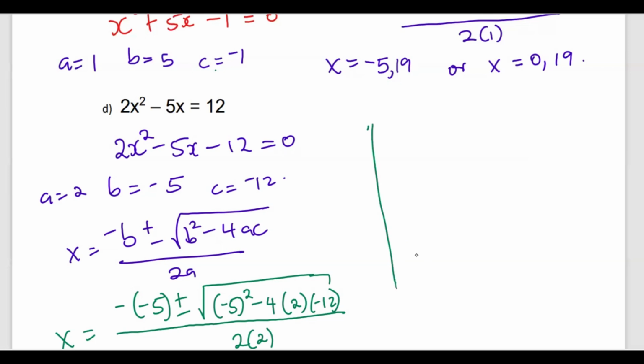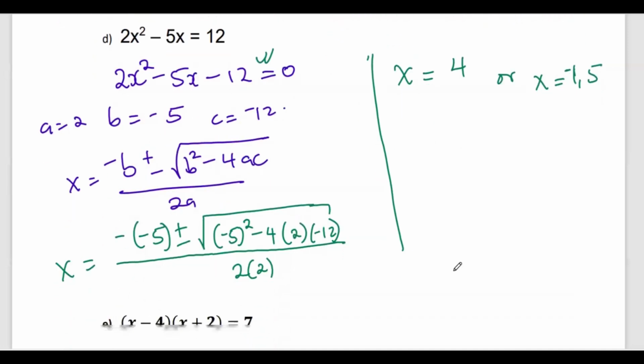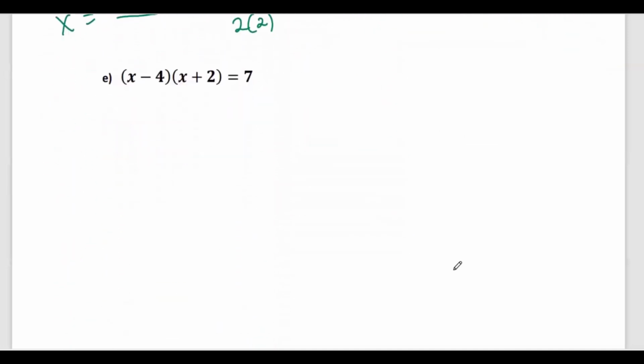Okay, so when I punch this into the calculator, what are we getting? I'm getting x as 4, and then my other x is just negative 1,5. So remember, the question never told us 2 decimals, okay? But had it been that we're having just decimals for both of them, then we're going to round off. So which means you could use even factors to answer this question. So that is D.